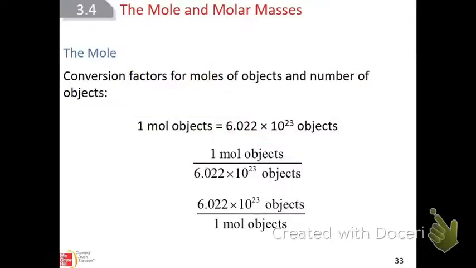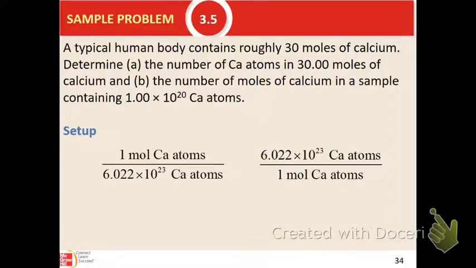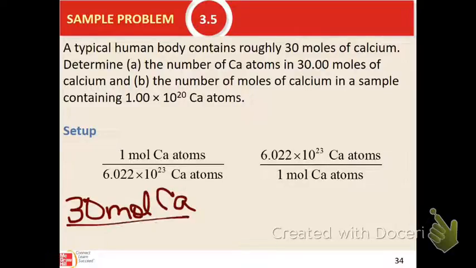Always. All right? Now then, let's look at this one. Typical human body has 30 moles of calcium. 30 moles of calcium. So let's solve this as if you would solve it. We're going to say 30 moles of calcium. And it's asking us, that's our given.